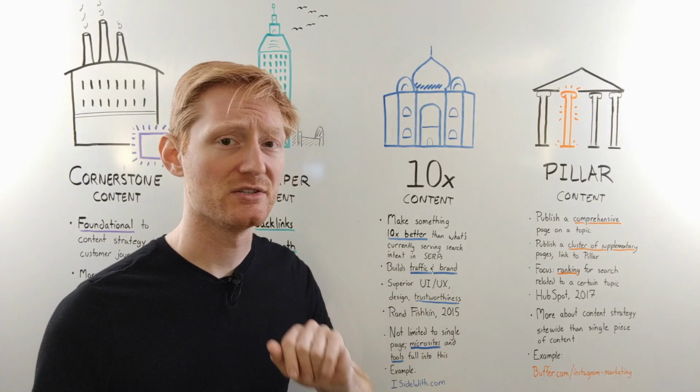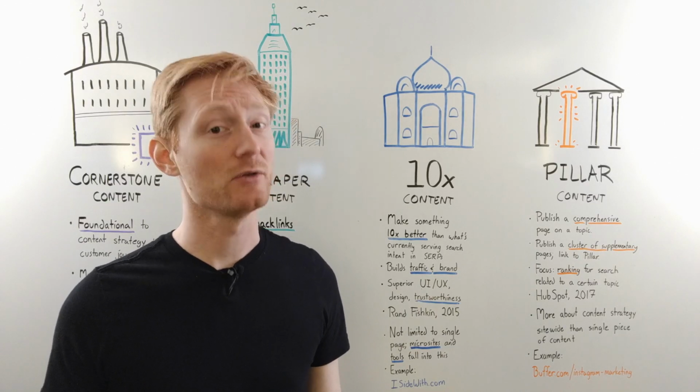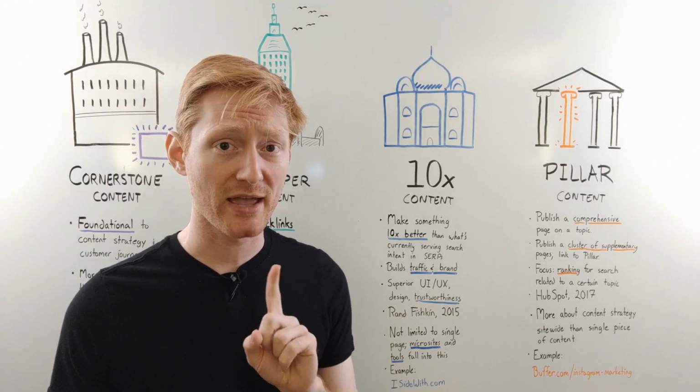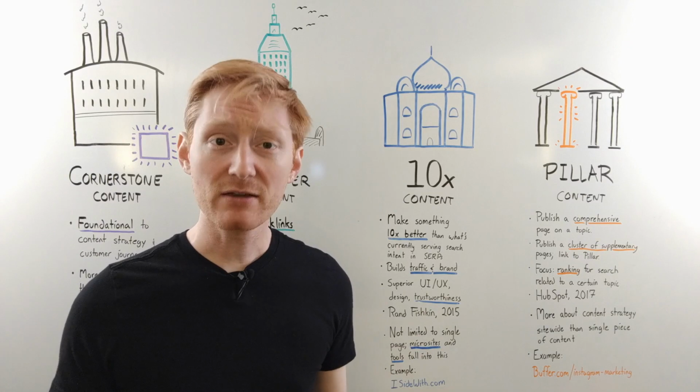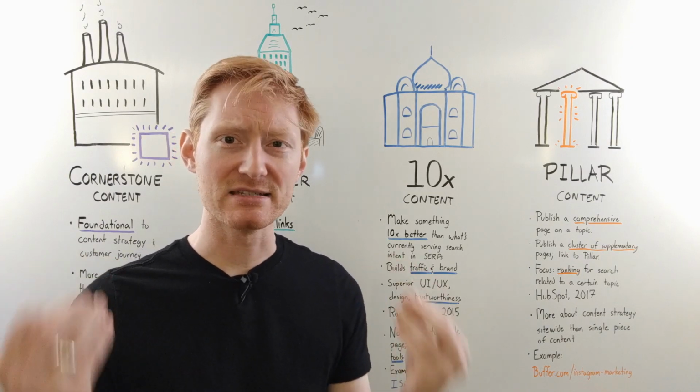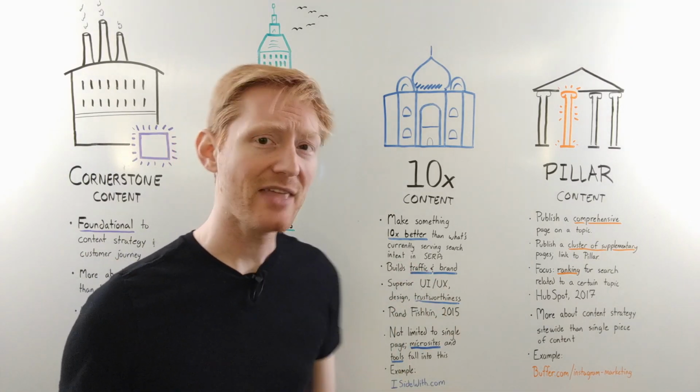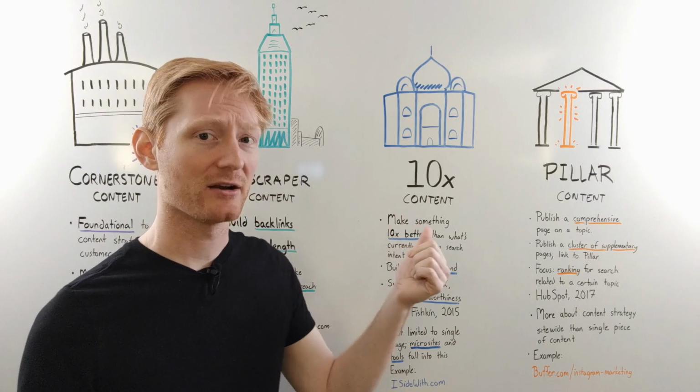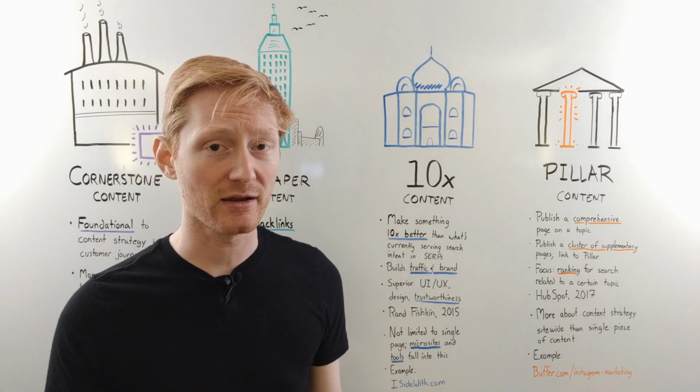So what Rand recommended doing, if you want to get traffic and you want to get links and if you want to build a great brand, is figure out what people are Googling, look at the intent behind that search, and then make something 10 times better than anything else out there.